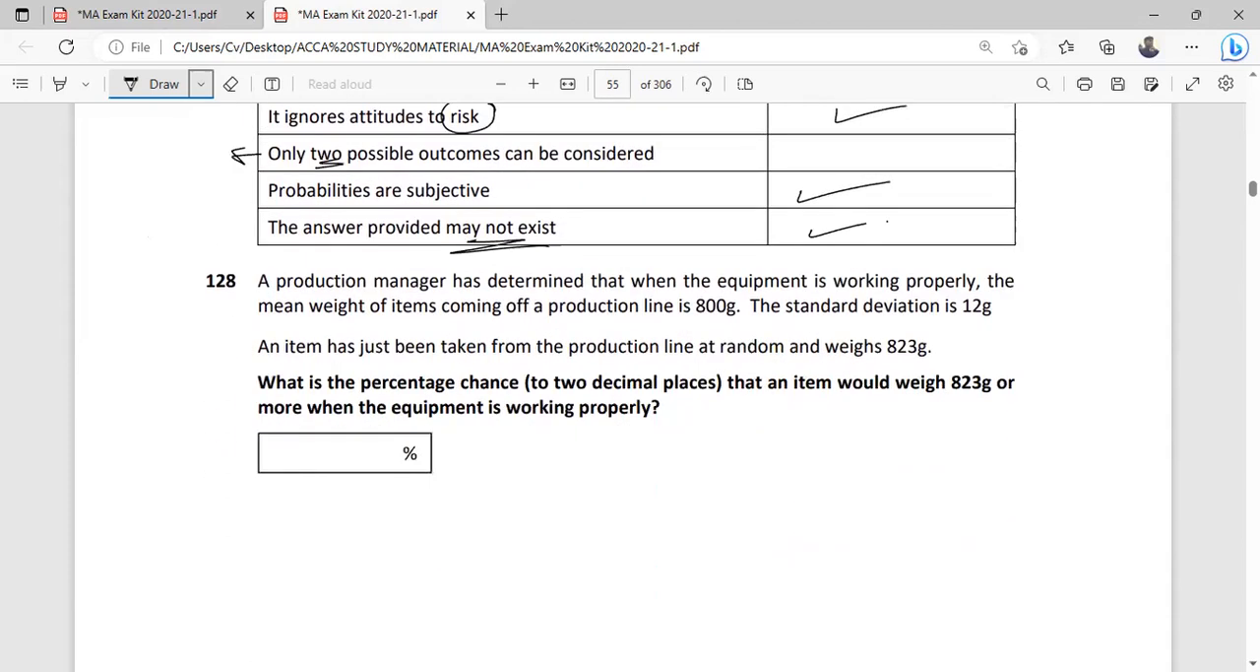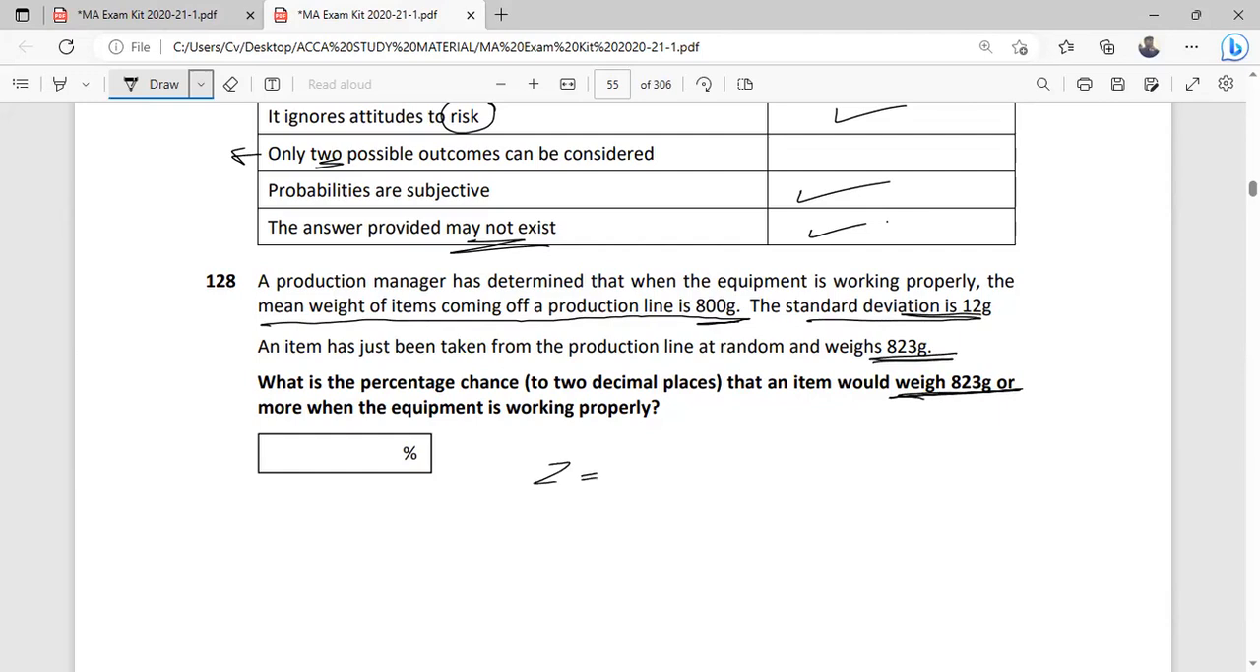Then a production manager has determined that when the equipment is working properly, the mean weight of an item coming off a production line is 800 grams. Standard deviation is 12 grams. An item has just been taken from the production line at a random weight of 823. What is the percentage chance that an item would weigh 823 or more when the equipment is working properly?